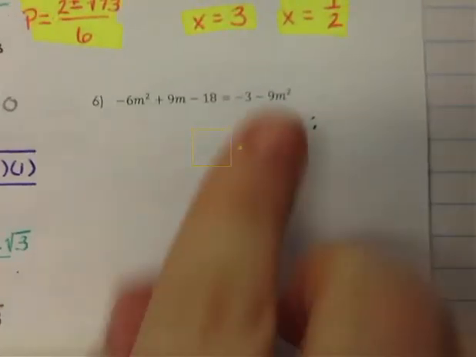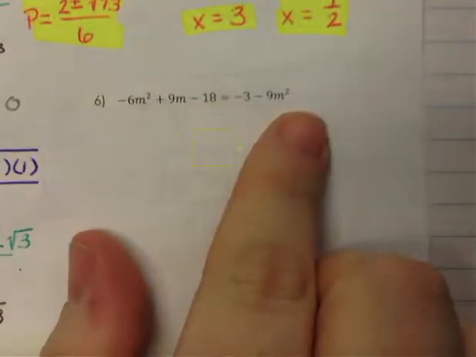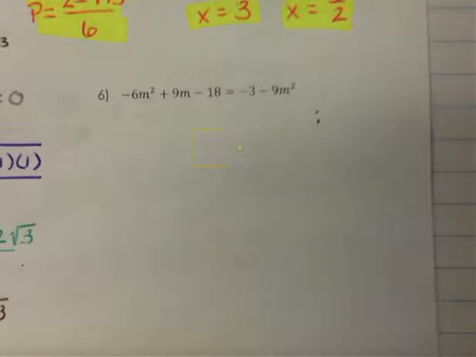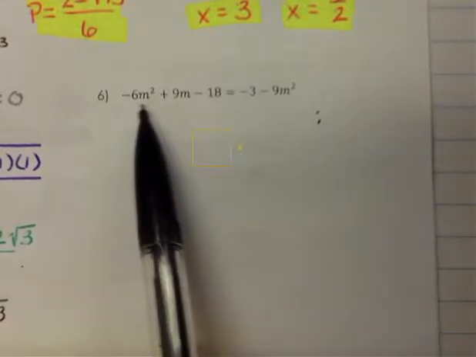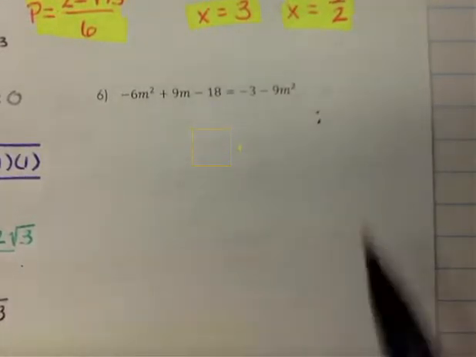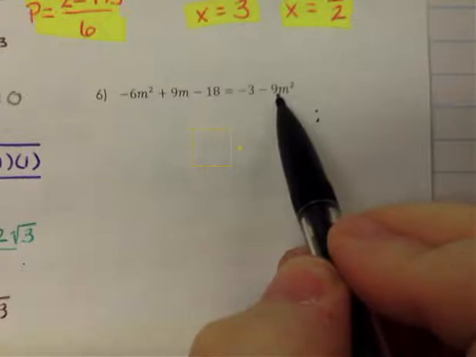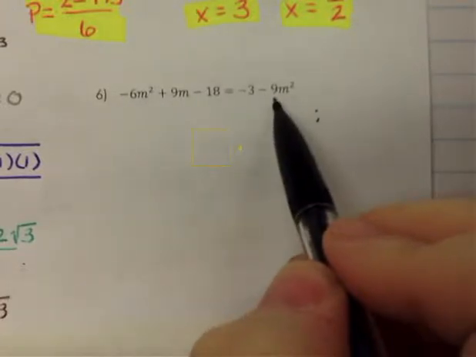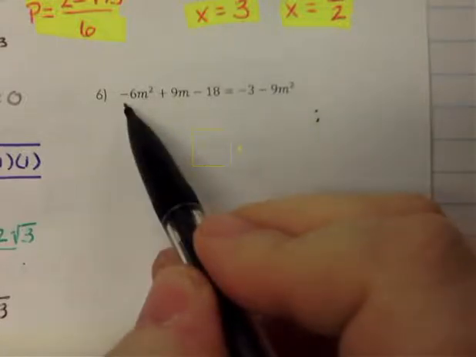On this last example, we have the letter m, so our quadratic formula will actually be m equals this time. We need to get this in standard form. We want a positive a value. So we have a negative 6m squared and a negative 9m squared. What that means is we want a positive m squared. So if we add the 6 over, it would still be negative. But if we add the 9 over, it'll become a positive.